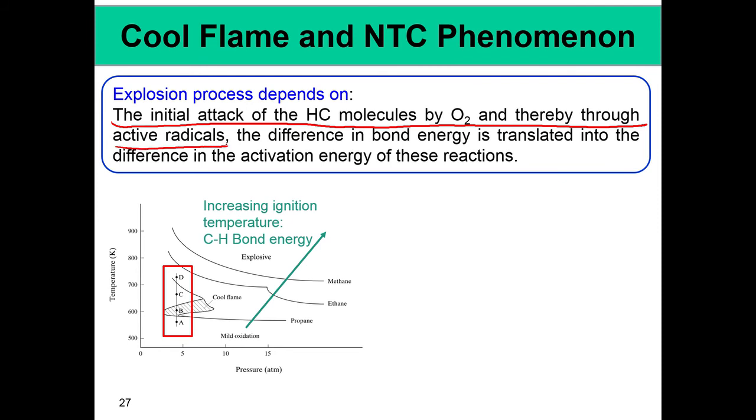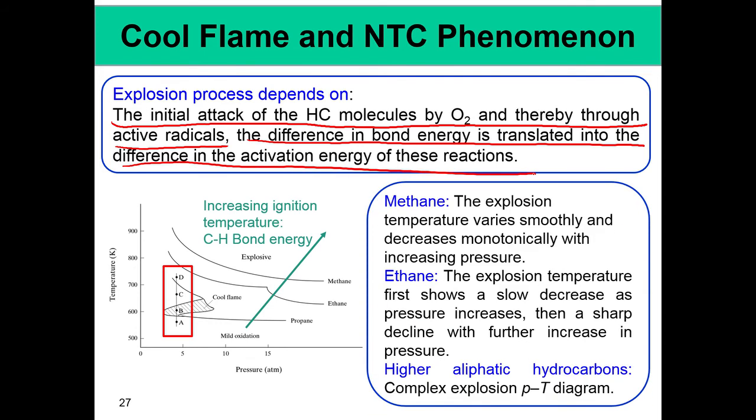Okay. The difference in the bond energies is translated into the difference in the activation energy of these reactions. Now, methane, as we have seen previously, varies smoothly, and ethane also varies smoothly, but for higher aliphatic hydrocarbons, this cool flame has a complex behavior. It is a complex explosion P-T diagram, a non-monotonic diagram like this. So, that is what makes it interesting.